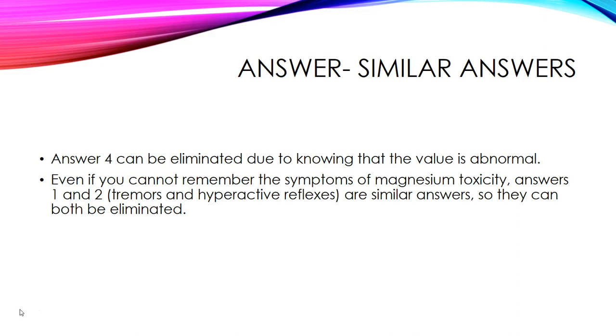But then on the others, if you think, well, I know 3.5 is wrong, but I can't remember if it's high or low, and I can't remember which symptoms are high or low, use the answers to help narrow it down. If you have similar answers, neither one's going to be correct. In this case, the tremors and the hyperactive reflexes are essentially the same thing. So you can eliminate those, and that only leaves you one option left.